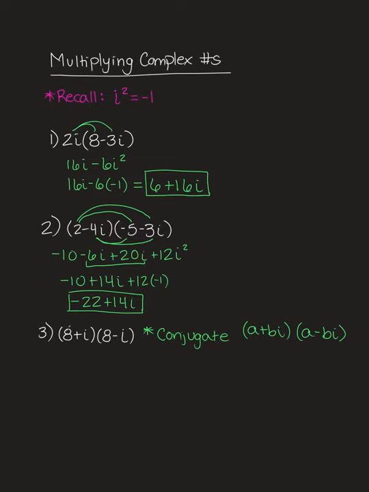So if we multiply here, 8 times 8 is 64. 8 times negative i is negative 8i. i times 8 is positive 8i. And then i times negative i is negative i squared. So the middle part, they will actually cancel each other out. And then the i squared is negative 1. So you will have 64 minus negative 1, which turns into a positive. So your final answer is 65.